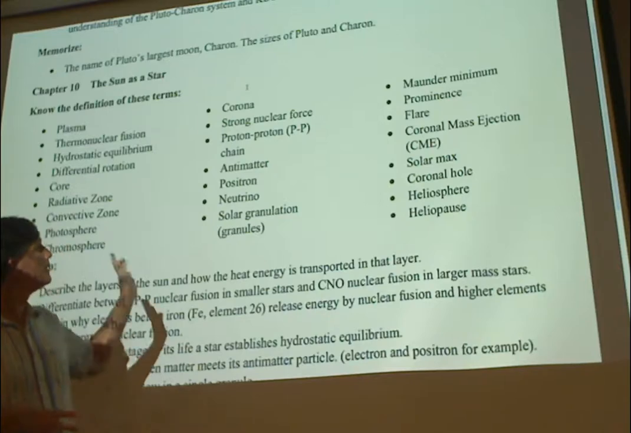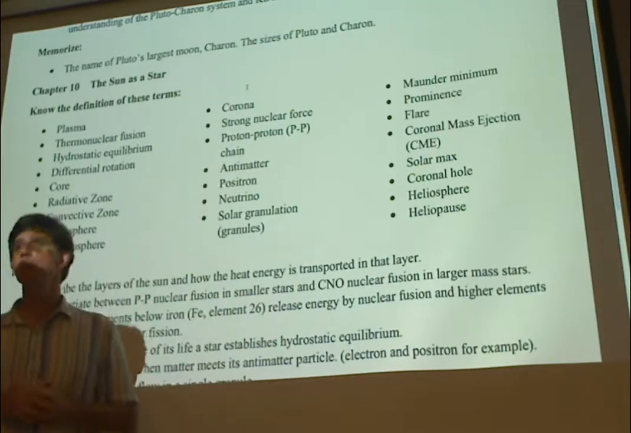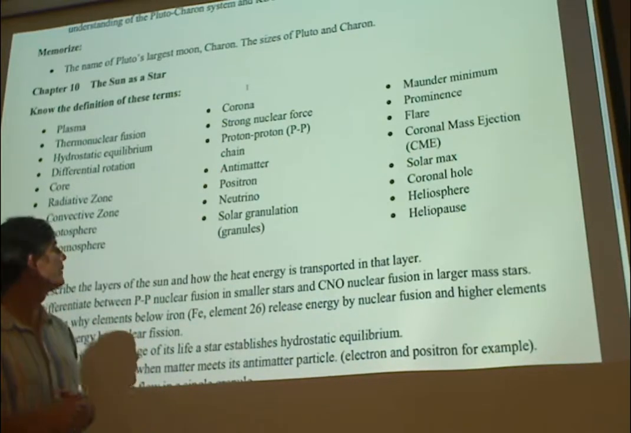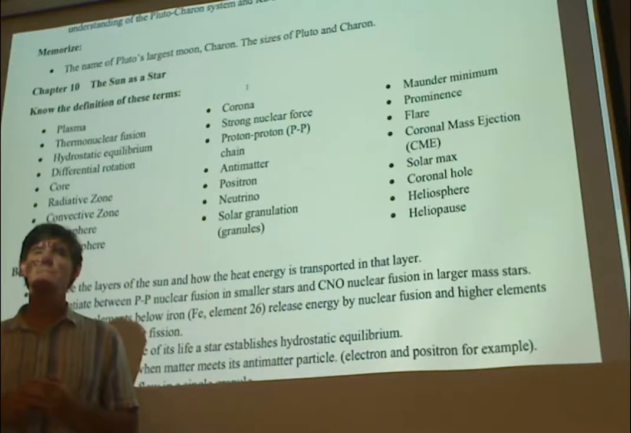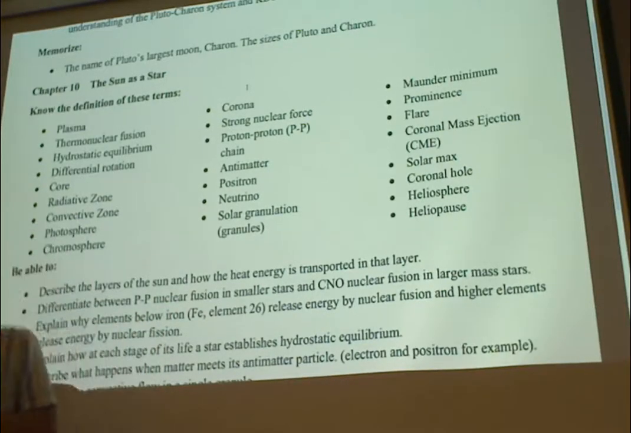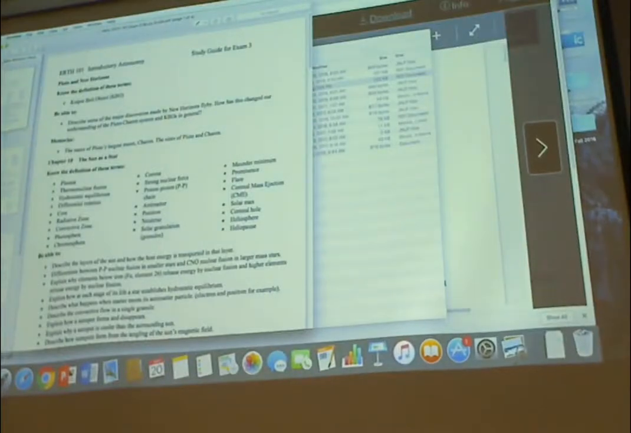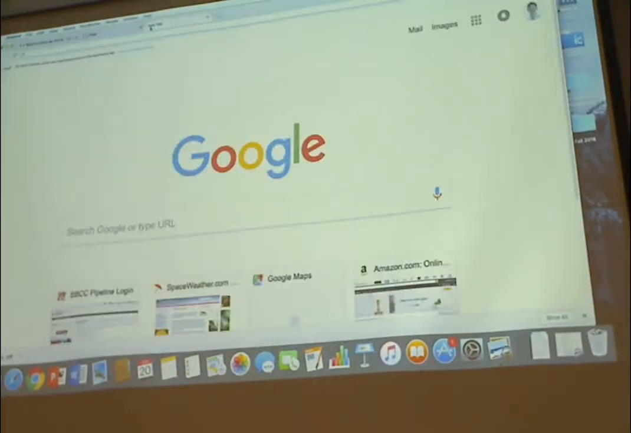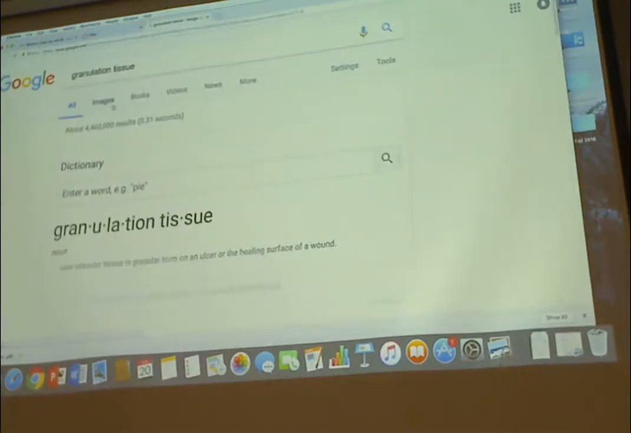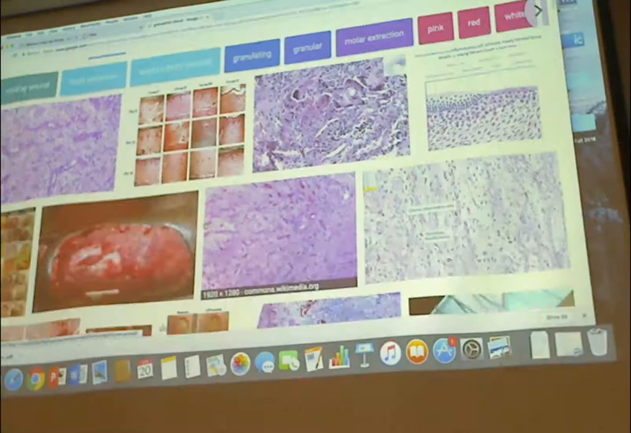Okay, jumping to the next column: solar granulation. What is that? That is a feature that we see on the surface of the sun. And actually, I can just bring up a picture. What's a granulation? So you can all see it. What's important about a granulation?